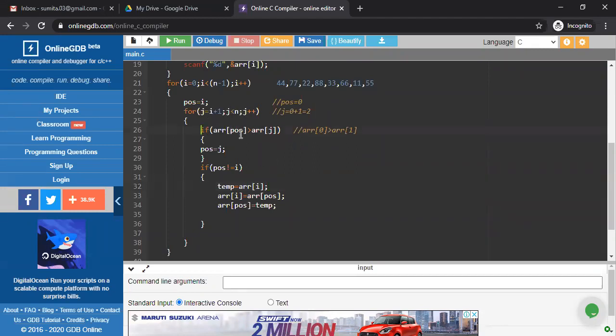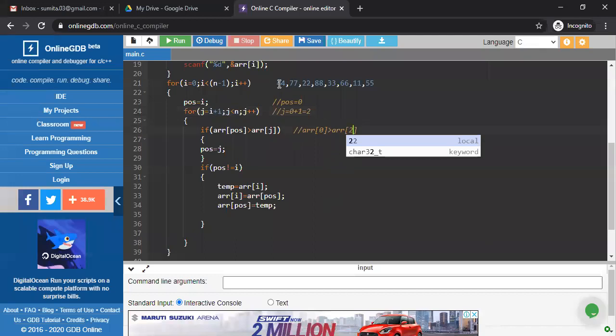Now what is ARR POS? Again 0. Am I right? ARR 0 again, because POS is not changed. Why? Because my loop is executed for this part. So POS is the same as before, because this POS is under this for loop, and this for loop's condition is not false right now. So POS value is the same, which is 0, and this value is changed, which is 2. Am I right?